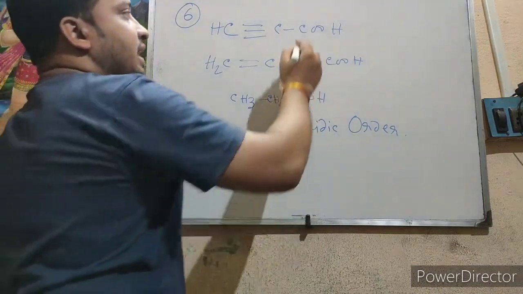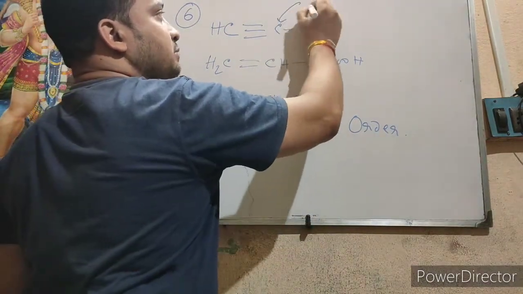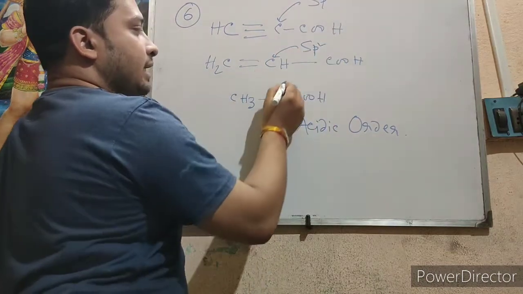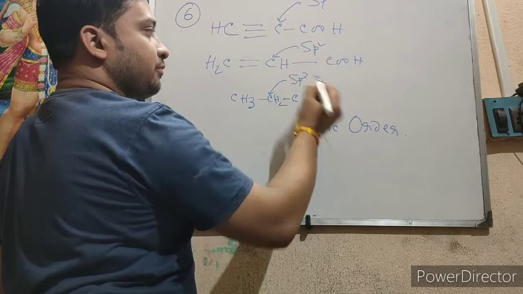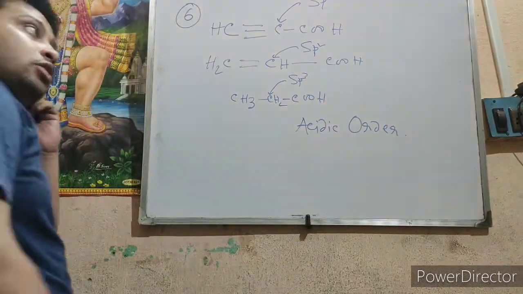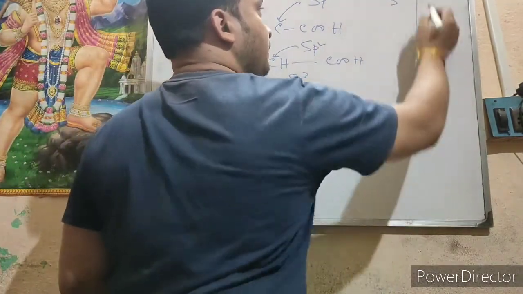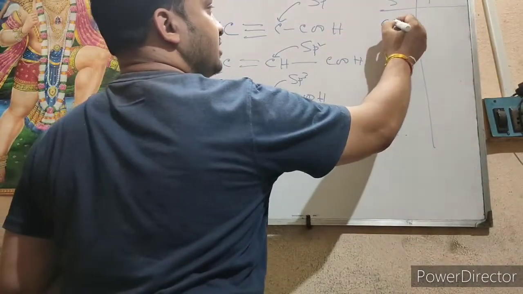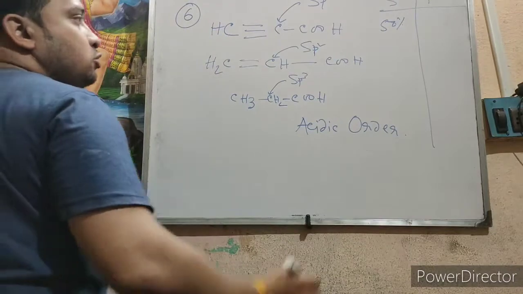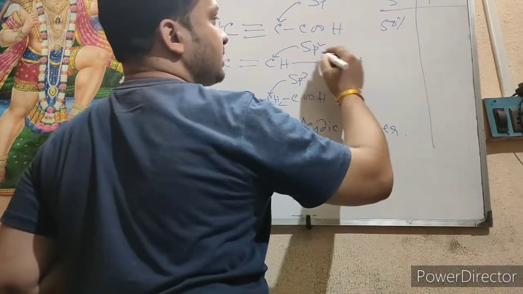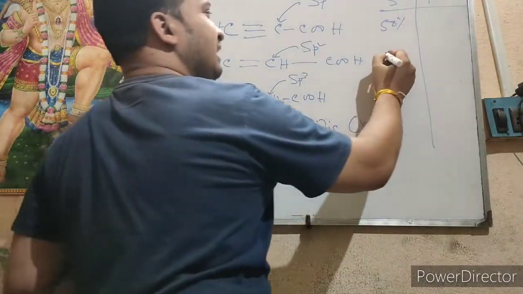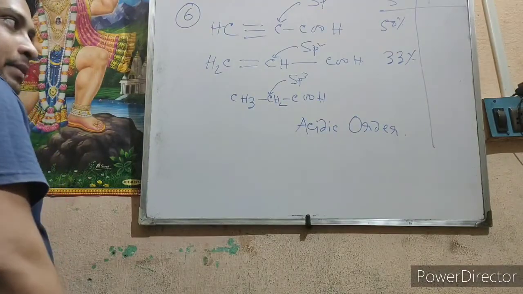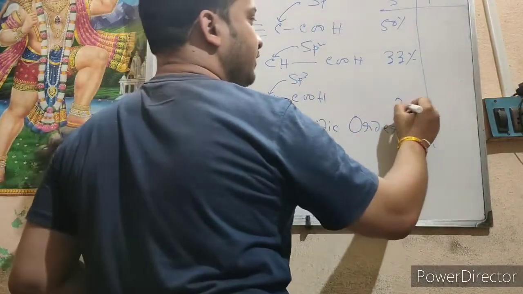Let's see, the hybridization of the first carbon is sp, the hybridization of the second is sp2, as the double bond is here, and the hybridization of the third is sp3. Find out the percentage of s character. For sp, the percentage of s is 50%. For sp2, the carbon has about 33%, and for sp3, 25%.